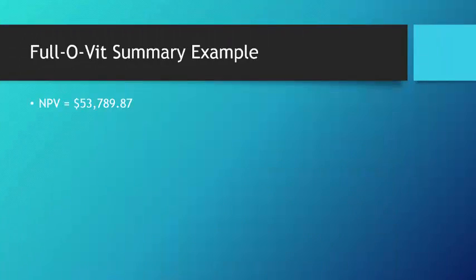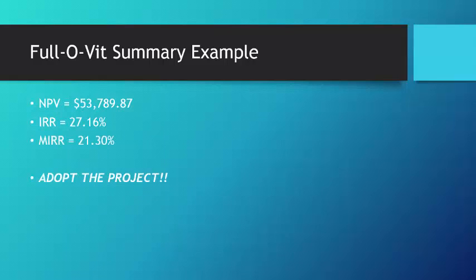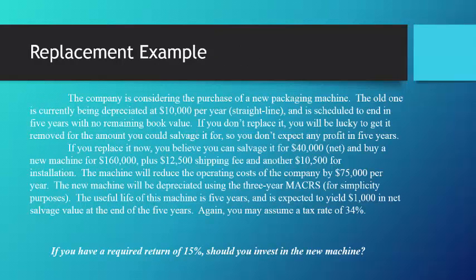Recapping. NPV 53,789.87. IRR 27.16%. MIRR 21.30%. Adopt the project. Now I need to get you onto another cliffhanger here, and here it is.